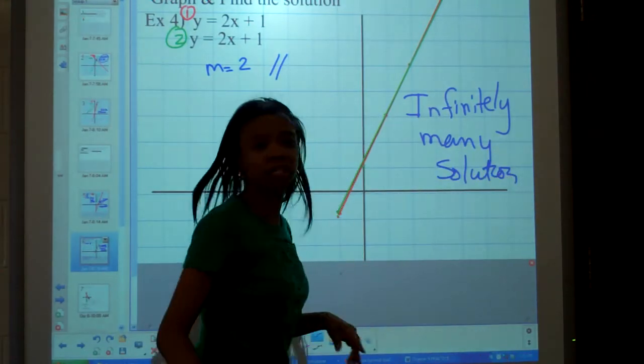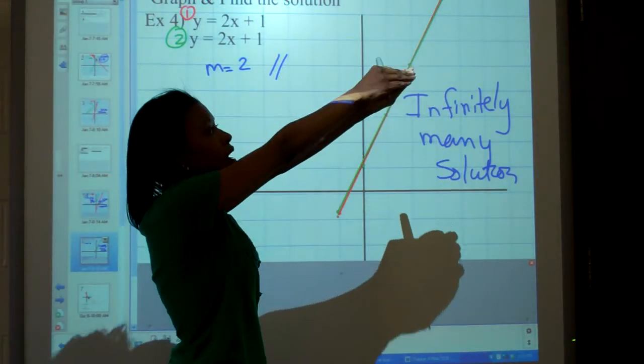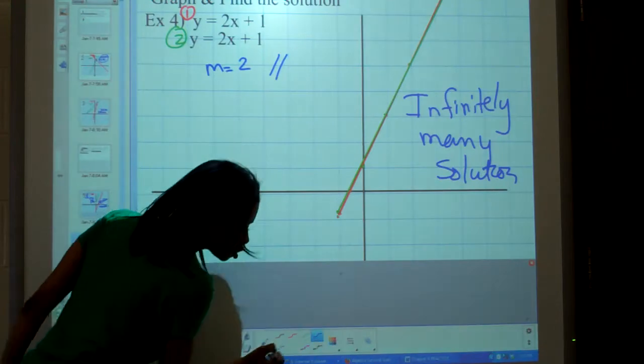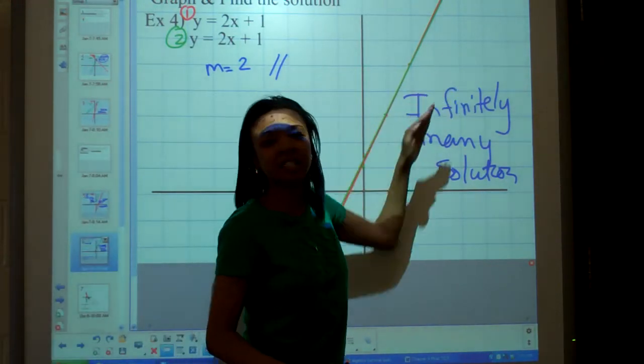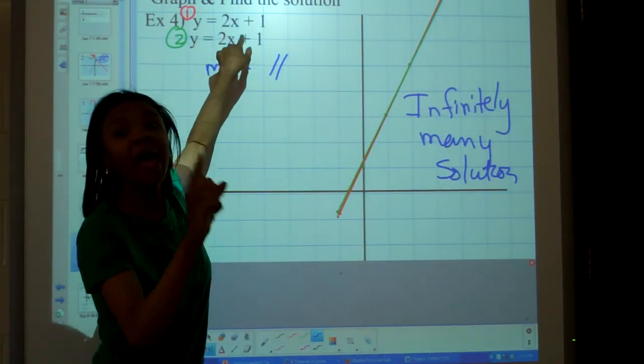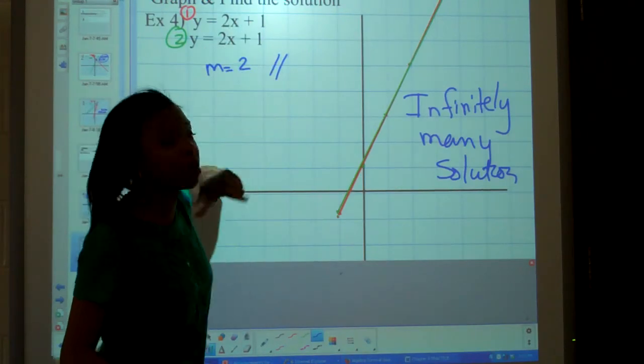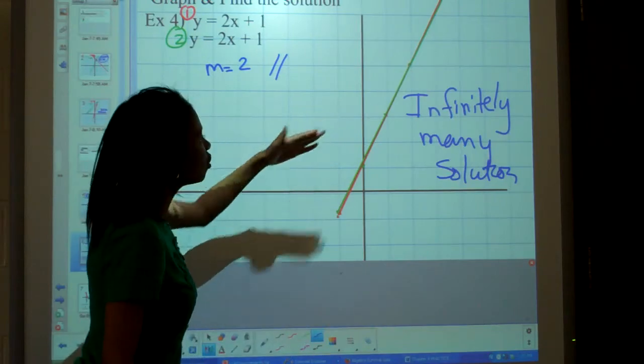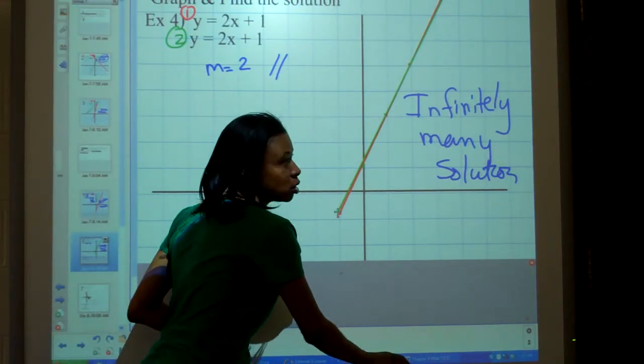This one has so many solutions because they lay on top of one another. There's a solution here, here, here, here. There's a solution up there. There's a solution here. There's a solution down there. There are a lot of solutions because they're parallel and because they have the same y-intercept. They have many, many solutions. So this one is going to be infinitely many solutions.